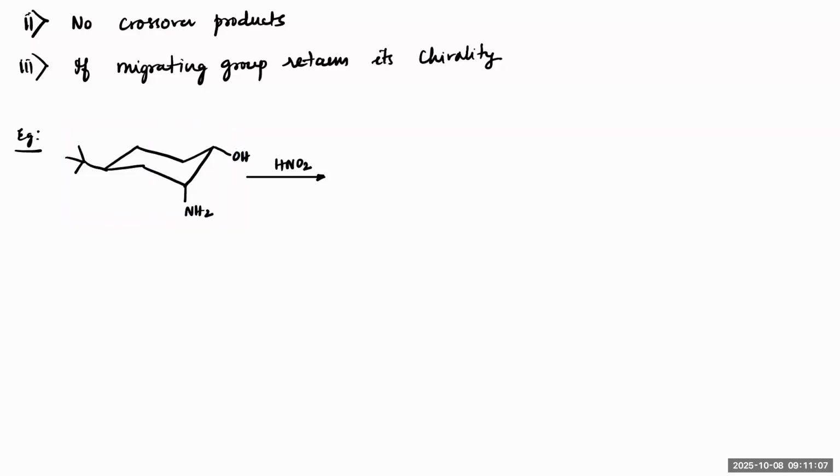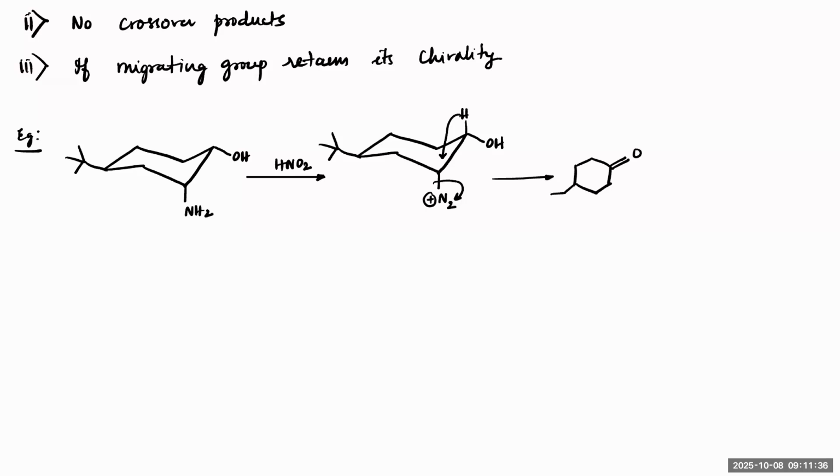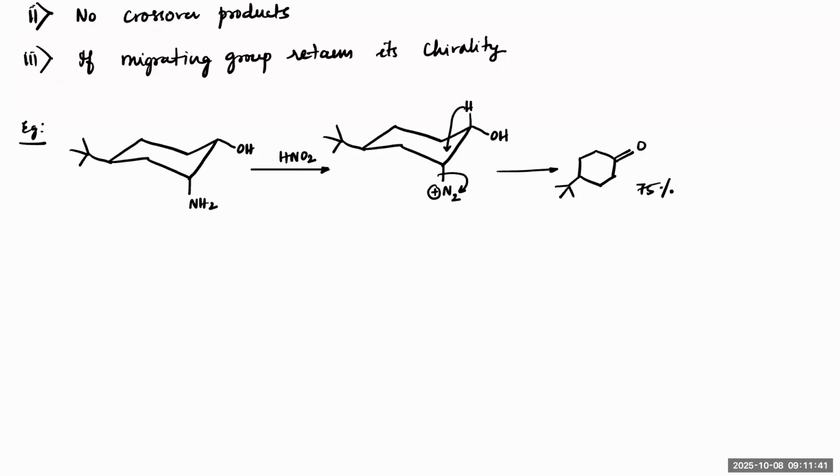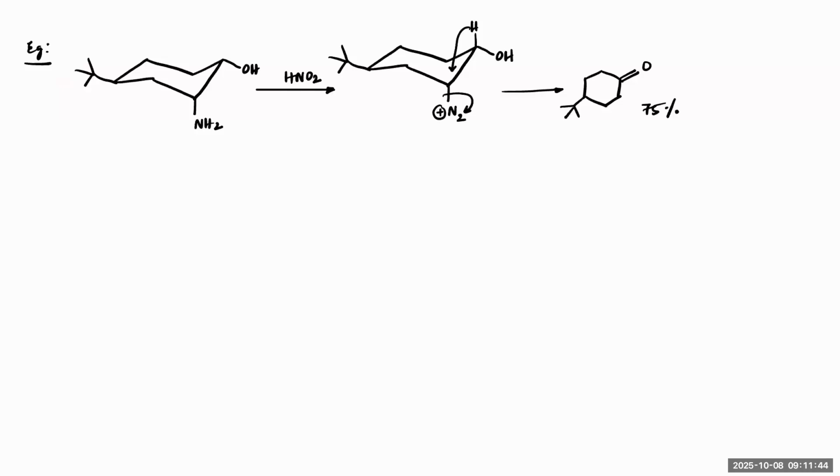In such cases, first you will make a diazonium salt. This will become N2 plus. While this group is leaving, notice that there is a hydrogen here, correct? When this group is leaving, simultaneously a hydride shift will take place. As the hydride shift happens, you get a 6-membered ring with a double bond to O, and the tert-butyl group will be present here. So 75 to 80% will be this product only. Clear?